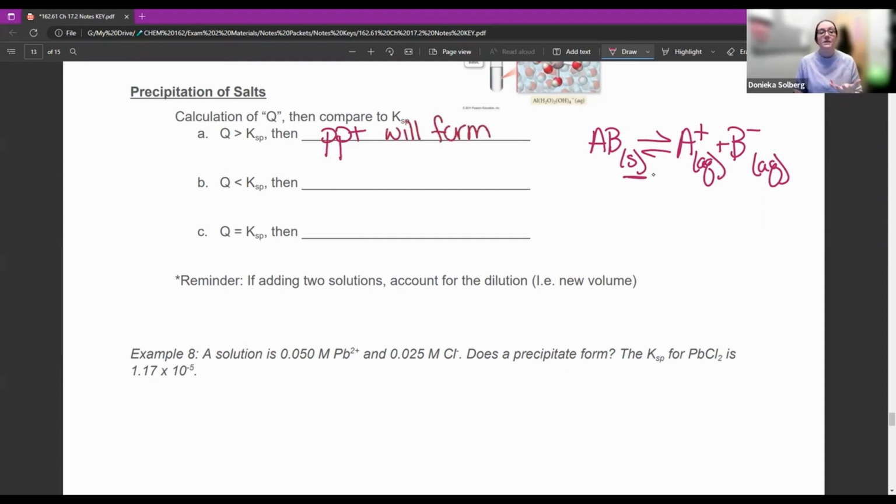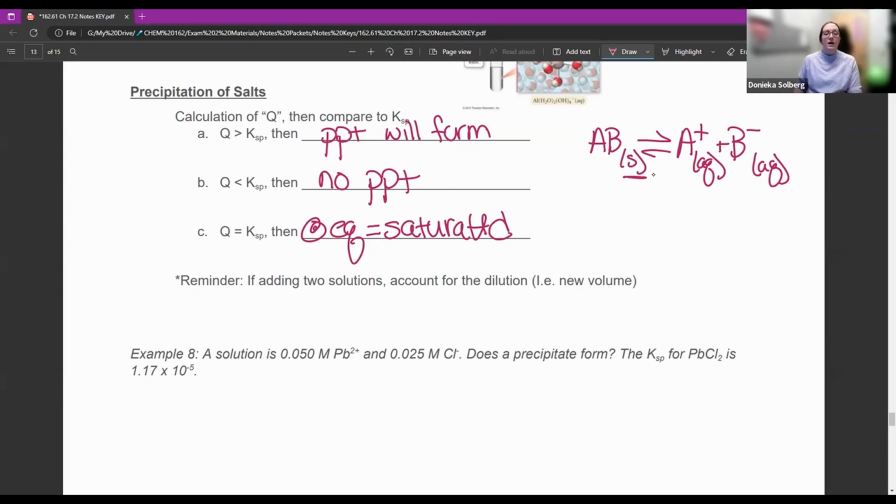Of course, in the opposite, if Q is less than K, that means that the Q value is too small. It needs to shift to the right to make more products. So that means it will become more soluble. So there will be no precipitate. Okay, it will be completely soluble. If Q equals K, then that means we're at equilibrium, right, at EQ. And for a solution with dissolving or solubility, that means it is saturated. Okay, if you add more in, it would precipitate, but you're right at the saturation level.